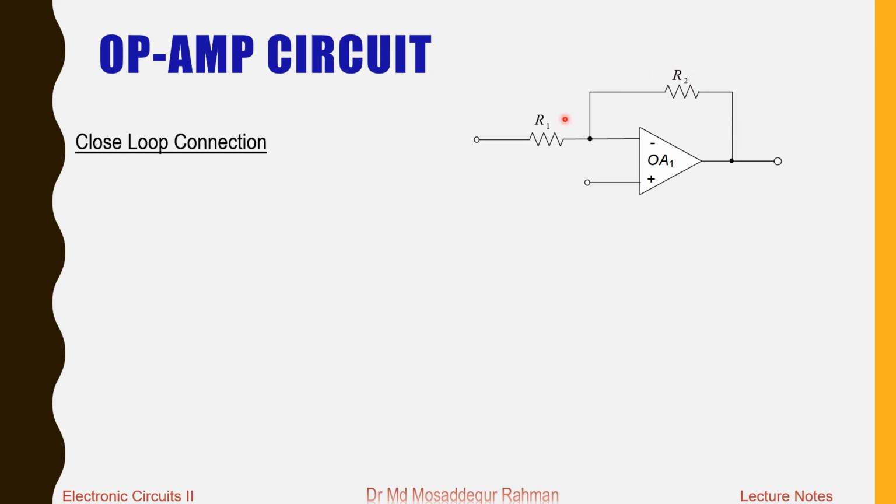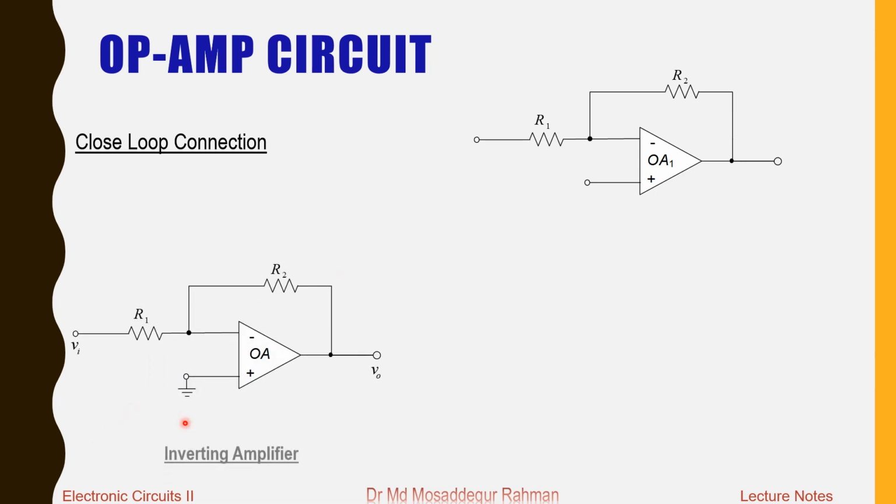Here R2 closes the loop around the op-amp, right? From input you go to output, from output R2 back to the input again. So that is the closed loop, right? That is completed by the resistor R2, and so this is known as the closed loop connection.